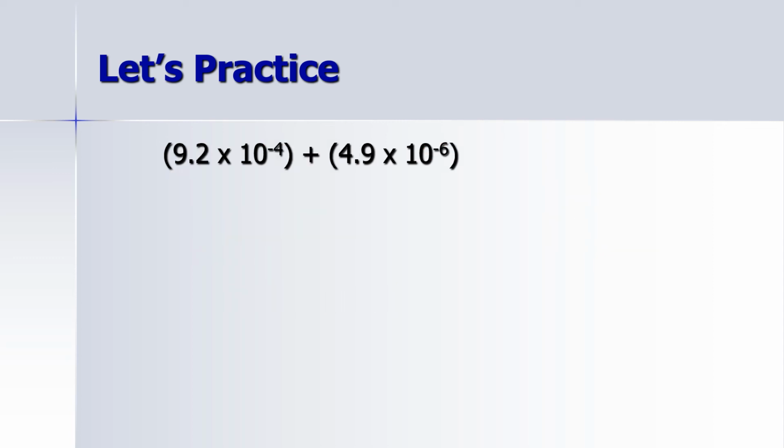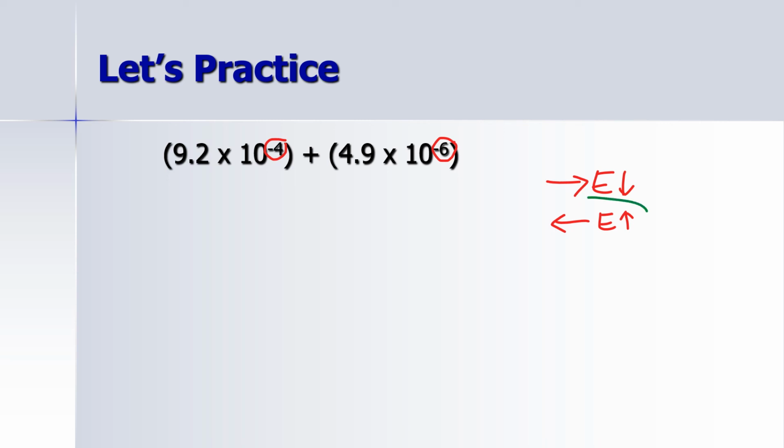Lastly, we have an example of an addition problem. Two scientific notations adding together. Once again, we want to make sure that both of them have the same exponent. So we can either make both of them -4 or we can make them -6. So remember our rule, decimal moving to the right, exponent decreases, and decimal moving to the left, exponent increases.